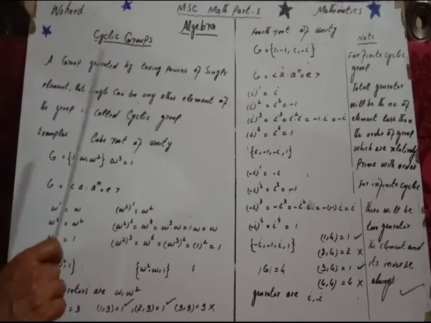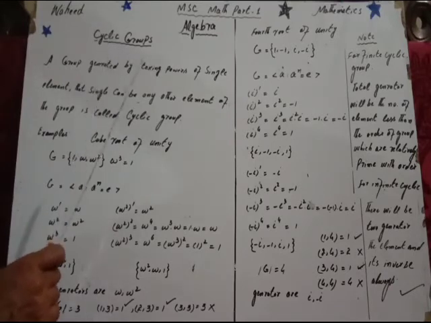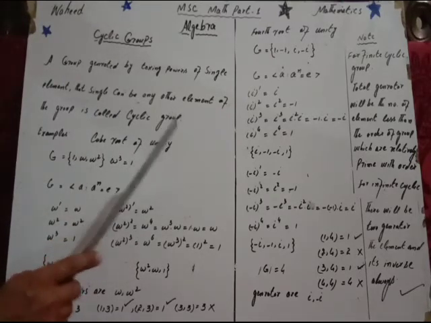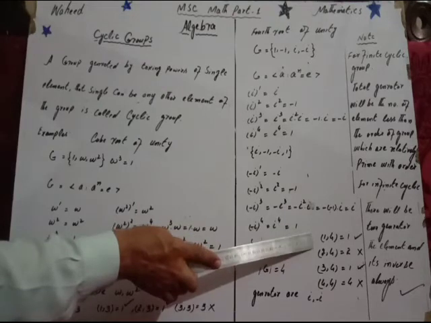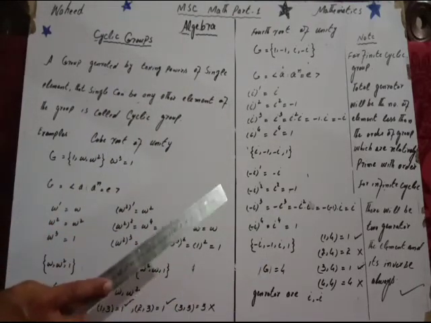So in this way, you can check any cyclic group. You can find out the total number of generators of that group by counting the numbers relatively prime to the order. The relatively prime count will provide us the total number of generators.